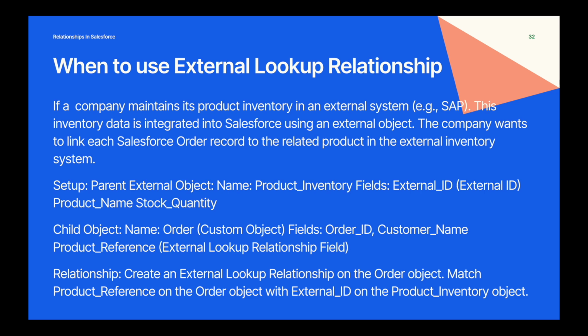We will consider the parent external object as product inventory, which is coming from that SAP. We are considering that there are fields on that parent external object: external ID, product name, and stock quantity. Now for the child object, we have an object named order, and there are fields such as order ID, customer name, and product reference, which is an external lookup relationship field.